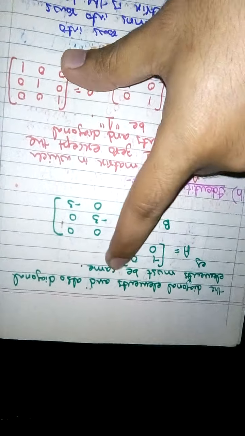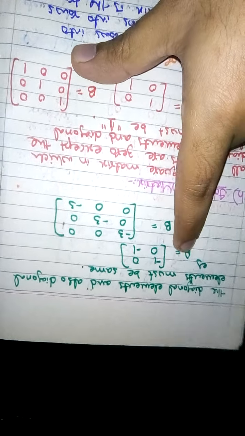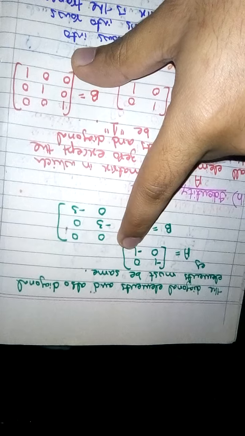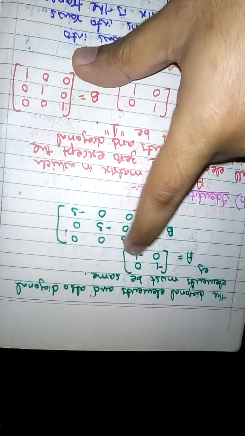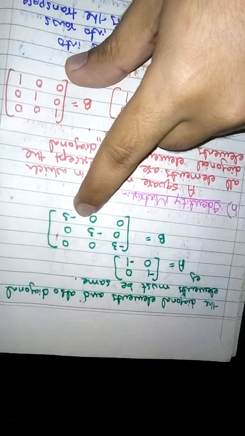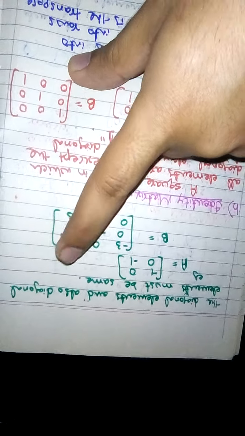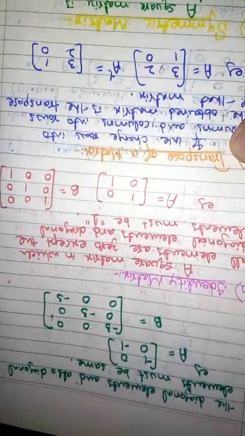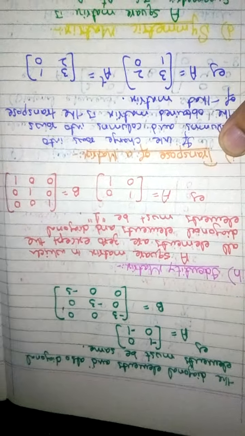If you look at the first example, matrix A, the off-diagonal entries are 0 and the diagonal elements are -1, -1, -1. They are the same, so it is a scalar matrix. If you look at this second matrix, the diagonal entries are the same and off-diagonals are 0, so this matrix is also a scalar matrix. The next topic is the identity matrix.